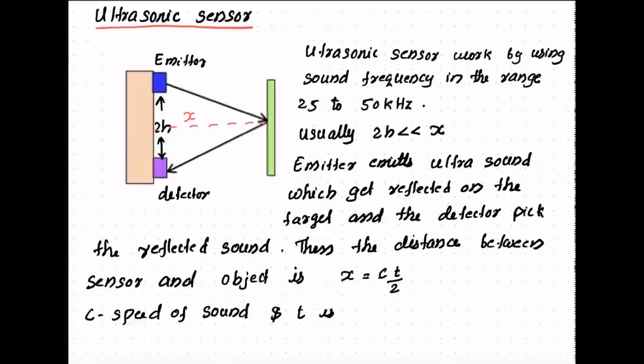t value we know, c is the velocity of sound, it's a constant in a particular medium. Usually it happens in the atmospheric condition, so we can take it as 320 meters per second. We can easily calculate the x distance.